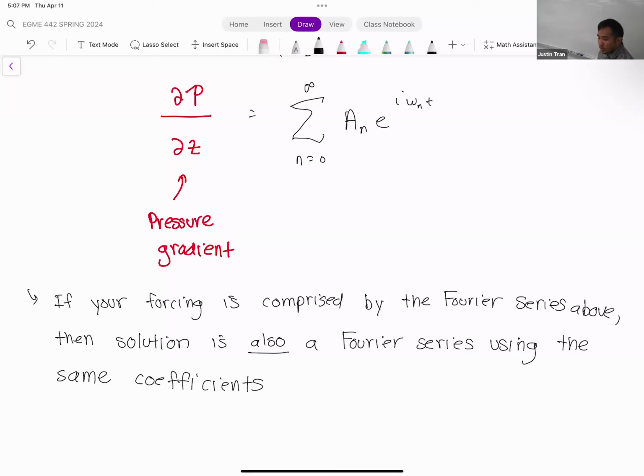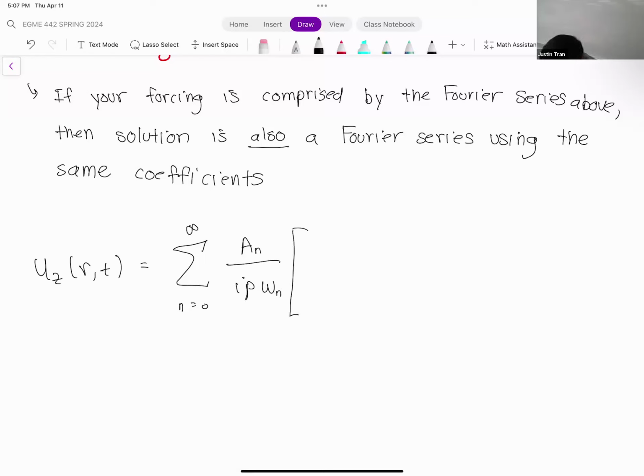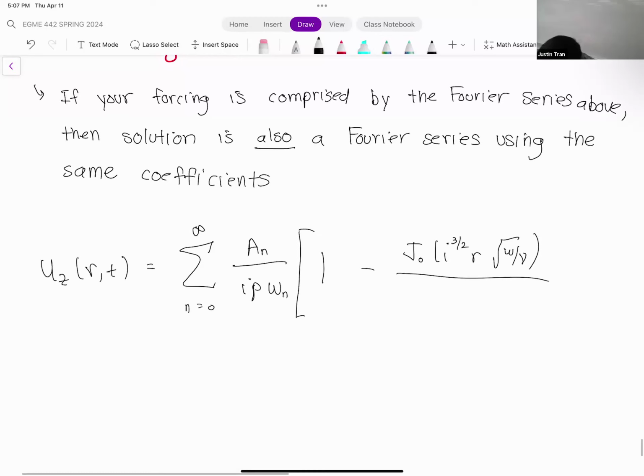Ultimately, what that means is that we're going to take our solution that we had before and just stick a summation down front. Let's see what that looks like. This is the ultimate solution: u_z of r, t is equal to the summation from n equals 0 to infinity of a_n divided by i rho omega_n, times 1 minus Bessel function J_0 of r times the square root of i^3 omega over nu, divided by Bessel function J_0 of big R times the square root of i^3 omega over nu, times e to the i omega_n t.